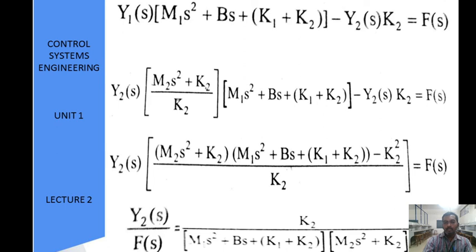Therefore the transfer function Y2(s) by F(s) is equal to k2 divided by (m2 s square plus k2) into (m1 s square plus b s plus k1 plus k2) minus k2 square.